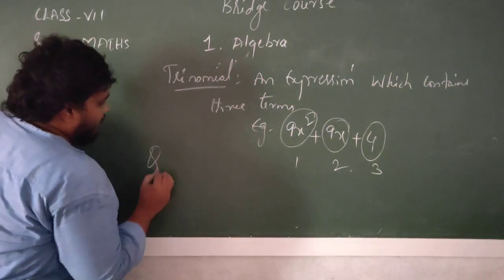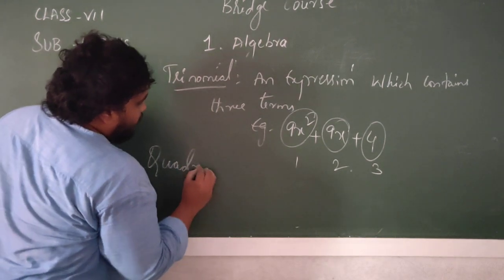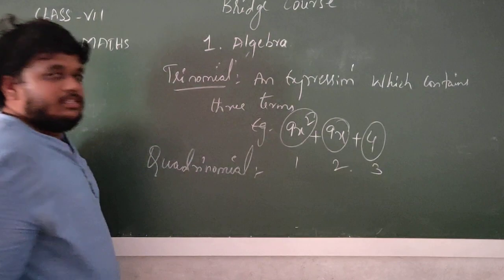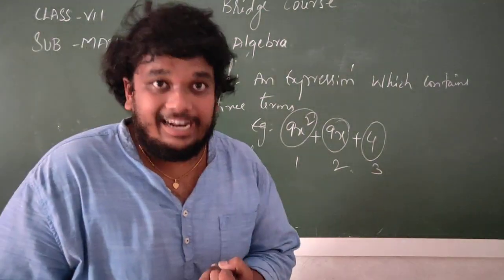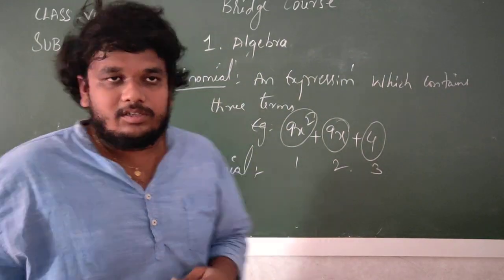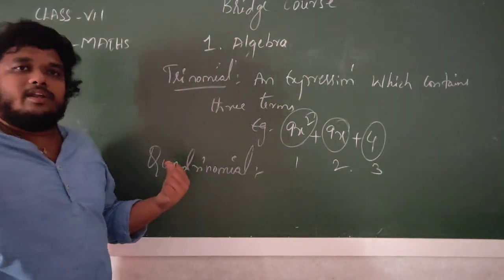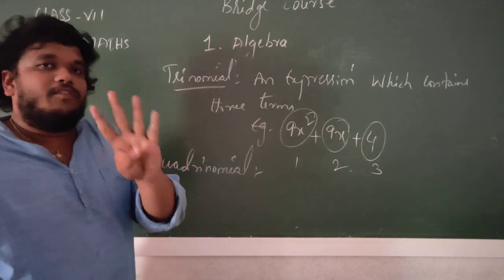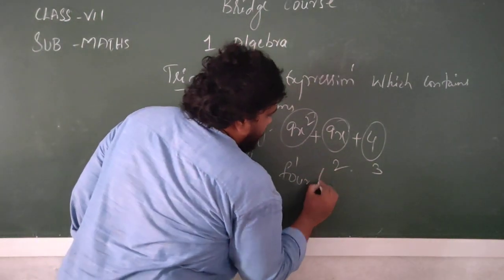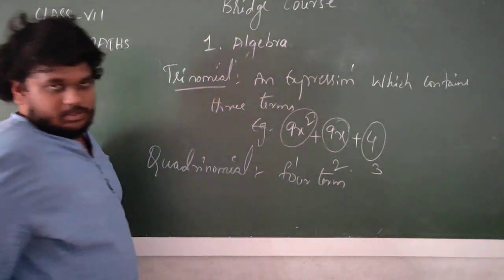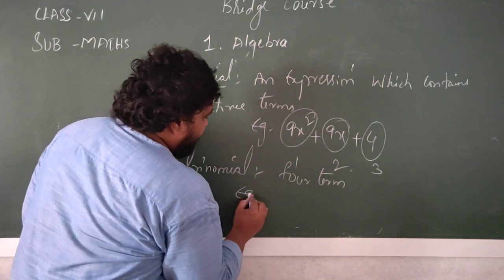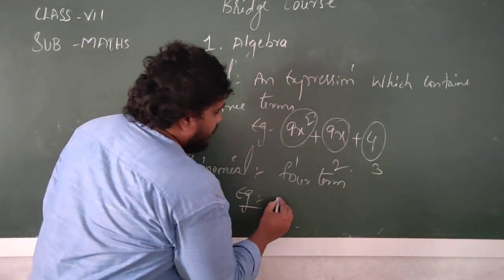Next, quadrinomial. So what is meant by quadri? See, we have quadrilaterals, which consist of four line segments, isn't it? So quadri is nothing but 4. An expression which consists of 4 terms is known as a quadrinomial. For an example, we'll write the example now.